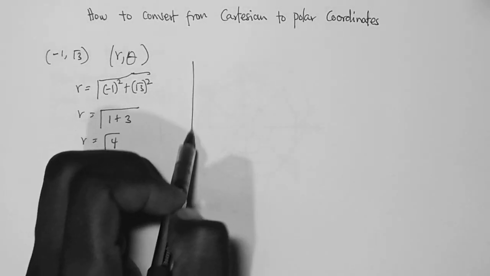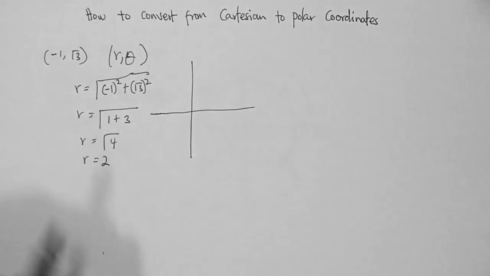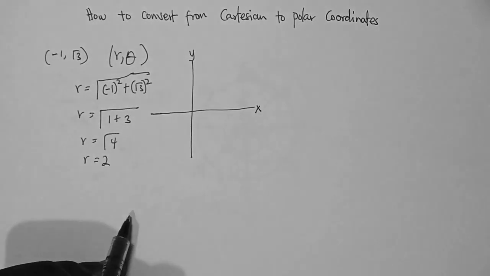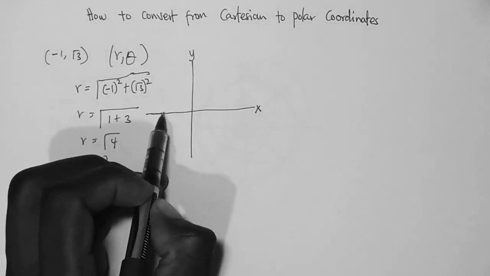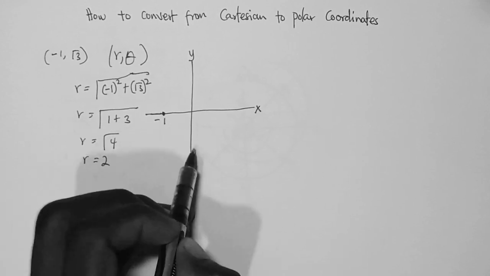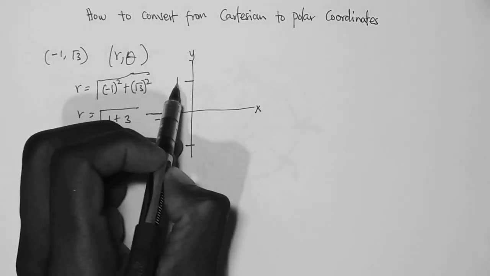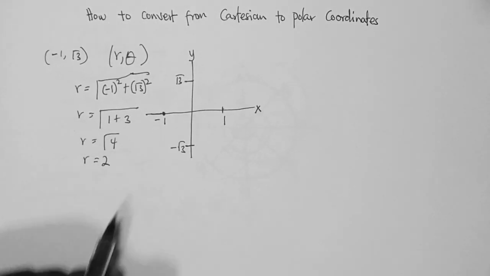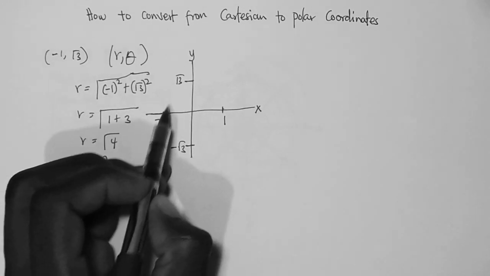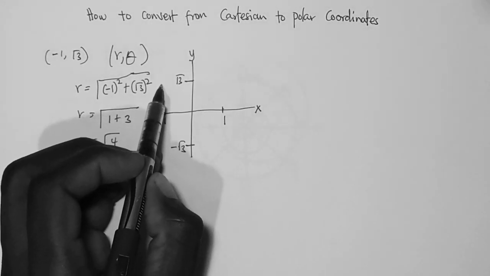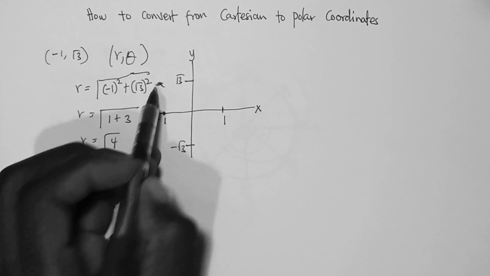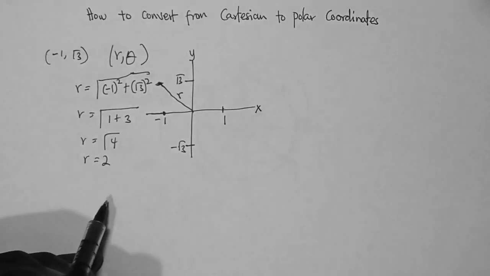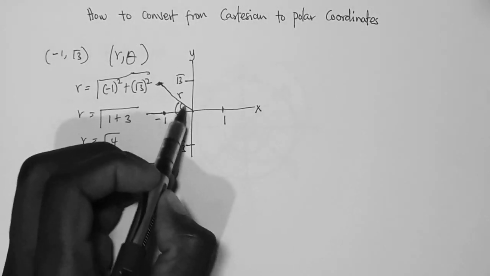Then the next thing is, let's represent this on the Cartesian coordinates. So here's x and here's y. So let's assume that here is minus 1 and here is root 3. Here is minus root 3 and then this is 1. So it is minus 1 and root 3. So this is root 3 and here is minus 1. So minus 1, root 3 will fall somewhere here. So if we join them together, here is r and then it makes an angle theta.